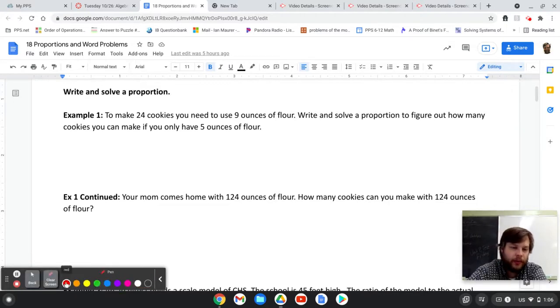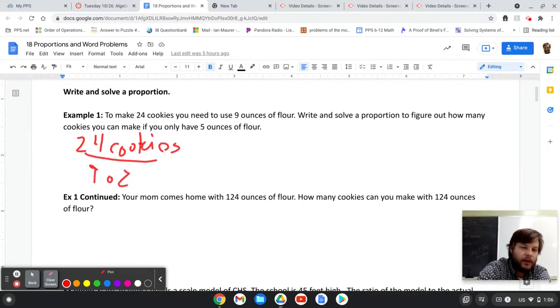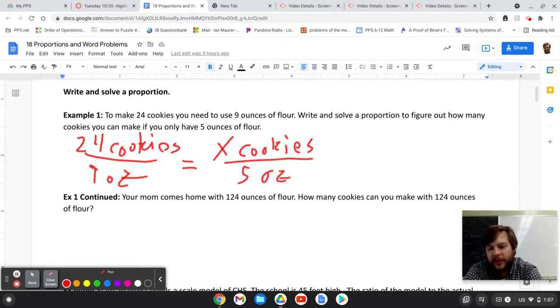So the way that I always think of it is you set up 24 cookies to 9 ounces of flour. And then the question asks how many cookies, so we don't know. So we say X cookies divided by 5 ounces of flour. And I wrote the words in there to help us understand why it's set up that way.